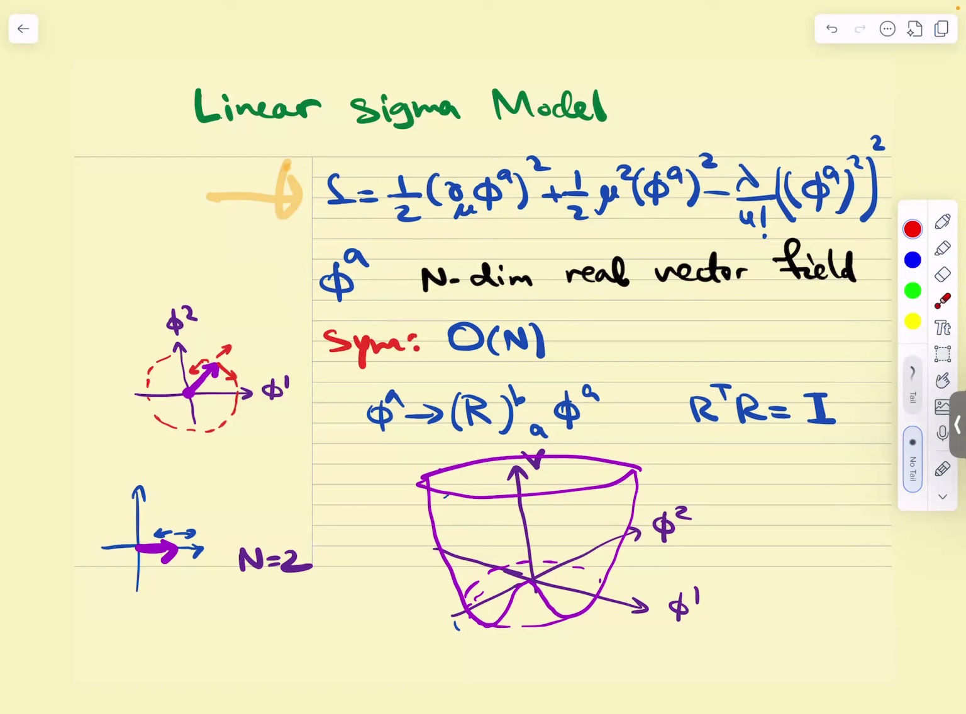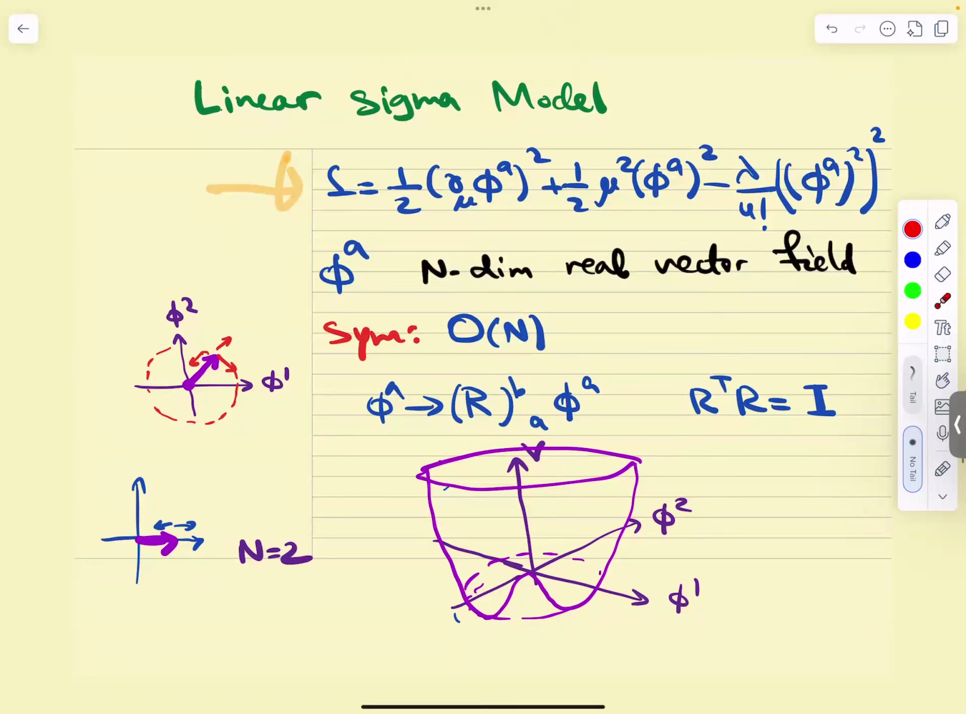Why is it called the ON model? Because under orthogonal transformations, it has the ON symmetry. If you send phi a to R_ab phi b, with R transpose R equal to identity, this is a symmetry of this action. So for example, O2 will have this symmetry. You could take phi 1 and phi 2 and do rotations. Higher dimensional is just some sort of a funny thing. Good. ON, not SON. ON.